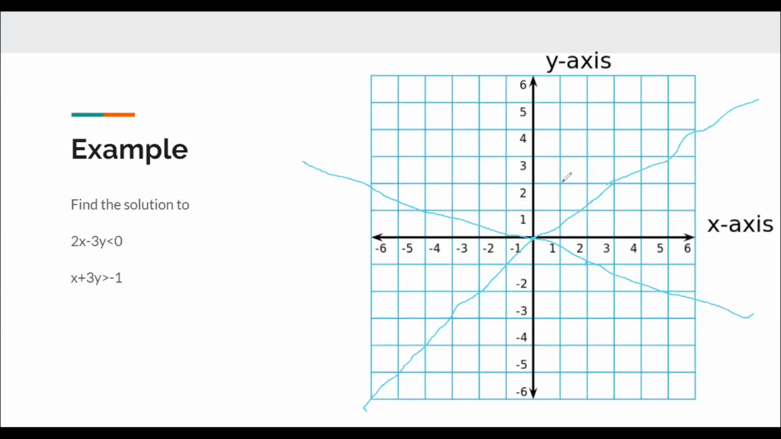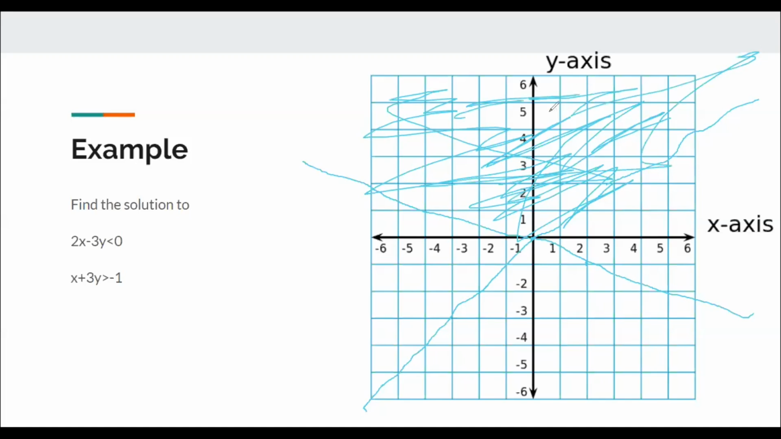So you know for this line, all the points above the line work, and for this line, all the points above the line also work. So you want to find the region that's common to both graphs. And in this case, it's going to be this whole part right here. So it's going to be kind of like that. Yeah. So that's your solution, this whole part right here, because it's common to both graphs.